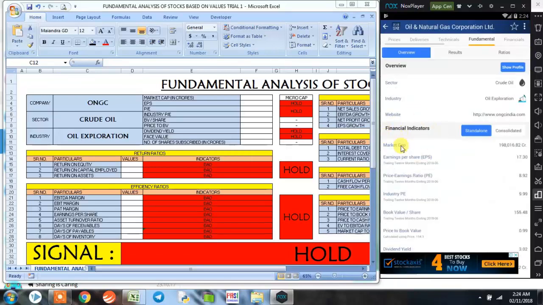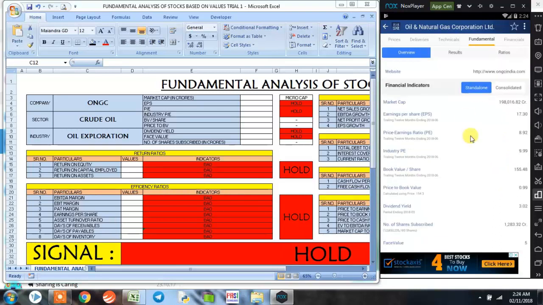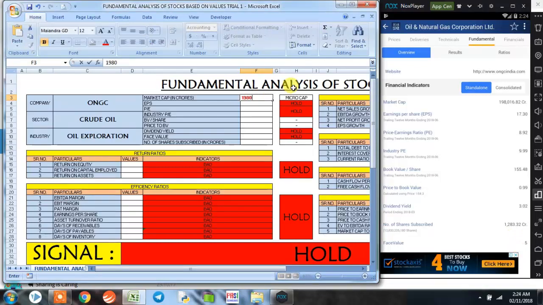Now let's go to the financial indicator and put these financial values onto our Excel program. The first is market cap, which is 1,98,016.82 crores, clearly a large cap company. The earning per share is 17.3. The price to earning ratio is 8.92. Industry PE is 9.99. Book value per share is 155.48. Price to book value is 0.99. Dividend yield is 3.02. Face value of the company is 5 and the number of shares subscribed is 1283.32 crores.